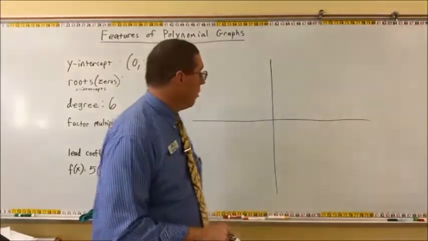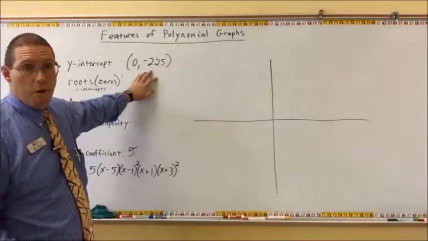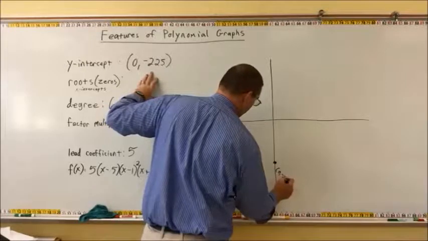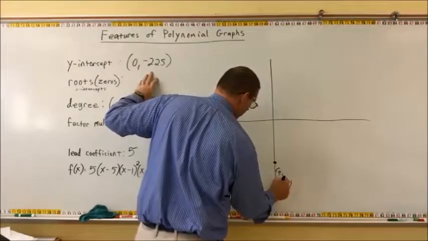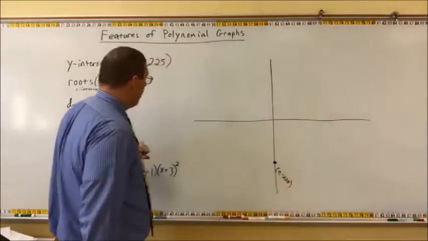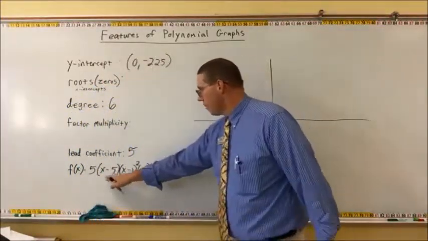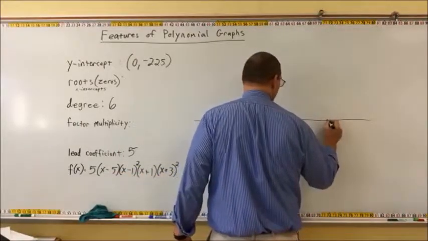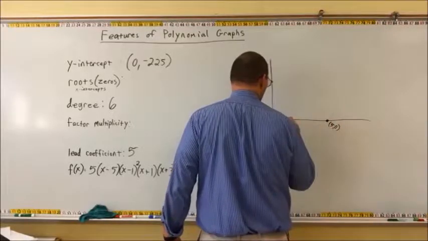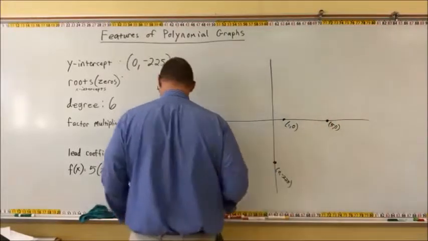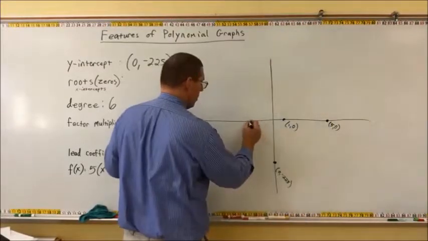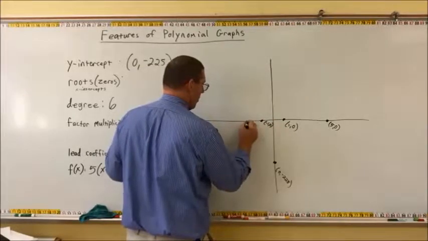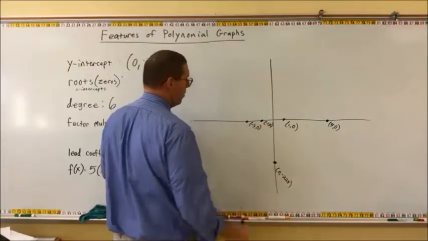Okay? So let's plot our y-intercept, 0 and -225. We'll put it down here somewhere. 0 and -225. Here we go. And then we have 4 x-intercepts, 4 roots. We've got 5 and 1. Let's put 5 over here somewhere. It's 5, 0. We've got 1. There's 1, 0. And we've got -1 and -3. So there's -1, 0, and then -3, 0.